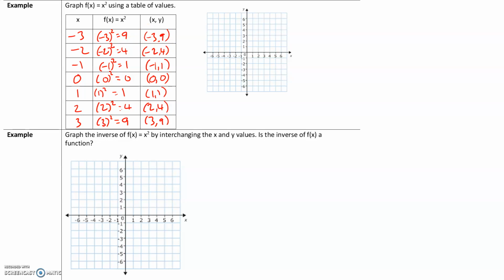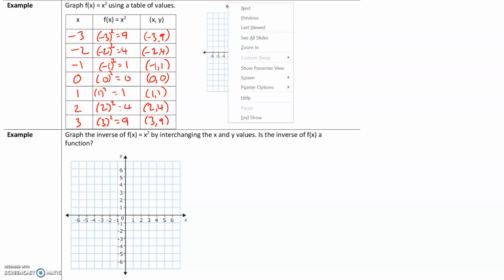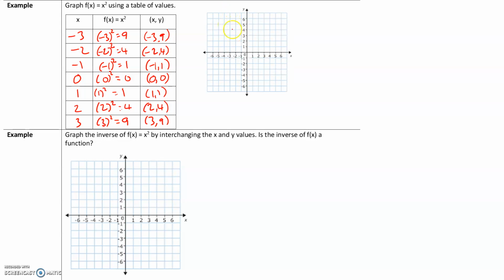Let's graph these. So we have negative 3, comma, and I only have 7 spaces, so I have to go up a couple more. So that's 8, 9, somewhere up there. And then I have negative 2, 4. Then I have negative 1, 1. I have 0, 0, 1, 1, 2, 4, and 3, 9. So this is the parent function for a quadratic function. That's a sketch of f of x equals x squared.